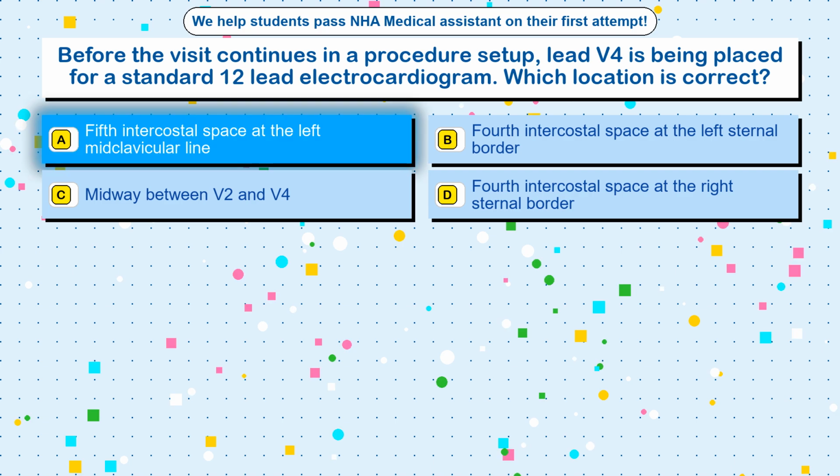The correct answer is option A. 5th intercostal space at the left midclavicular line.